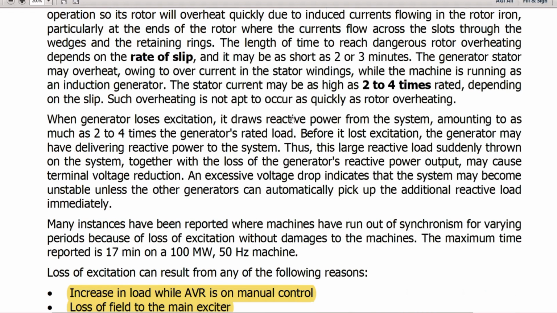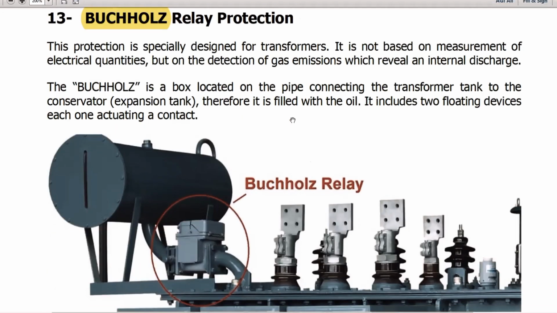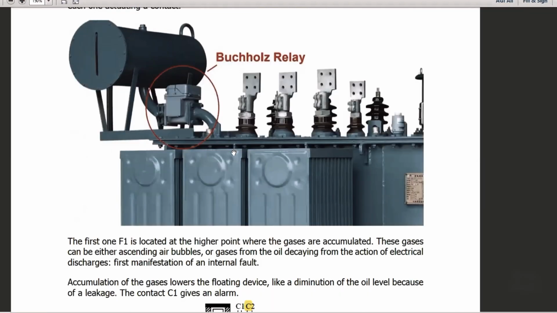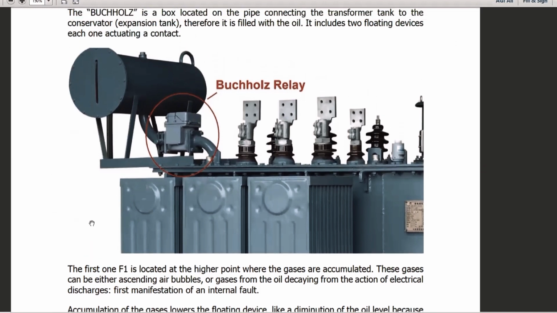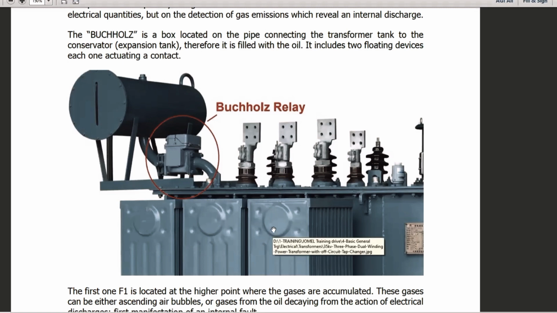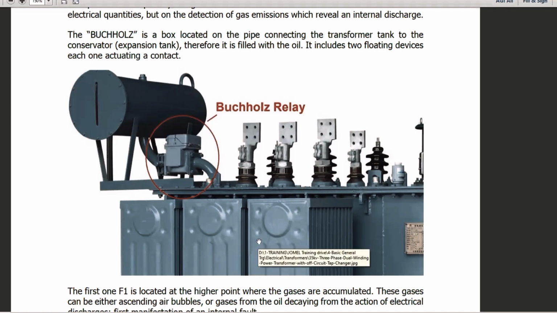So similarly, one more thing is the Buchholz relay, that is for the transformer. Because inside the transformer the winding is dipped in the oil, and oil is continuously heated up due to the winding temperature, and it is cooling the winding actually. But if due to any reason internally there is a fault occurring, then the gases will go to the surge tank, because the surge tank is normally half filled. So whenever the oil is heated up, it is passing through this line and going to the reservoir tank. And when the oil has cooled down, when the transformer is shut down, then the oil will go back to the winding.